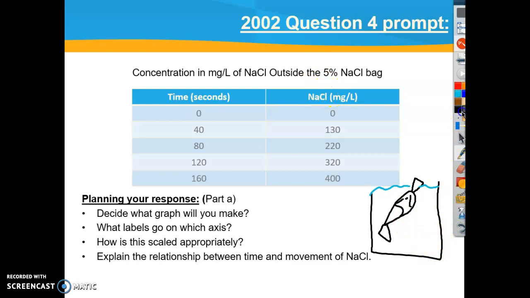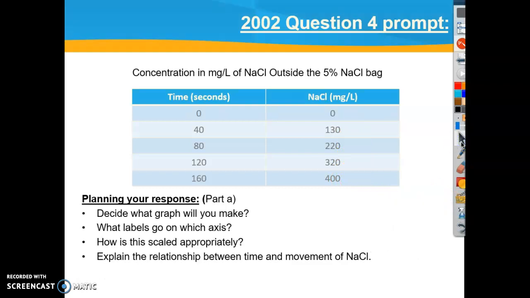So thinking about that, where'd it come from? Left, right? So the sodium chloride is leaving the bag. And if we just give a general trend here, we're seeing that as time progresses, we're seeing more and more sodium chloride leaving the bag.